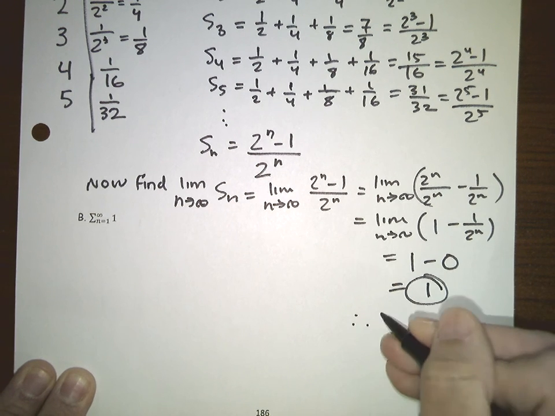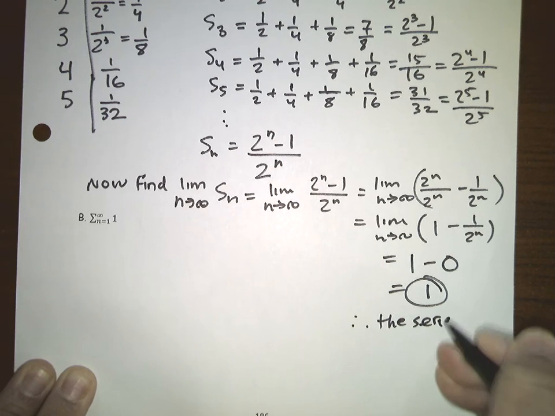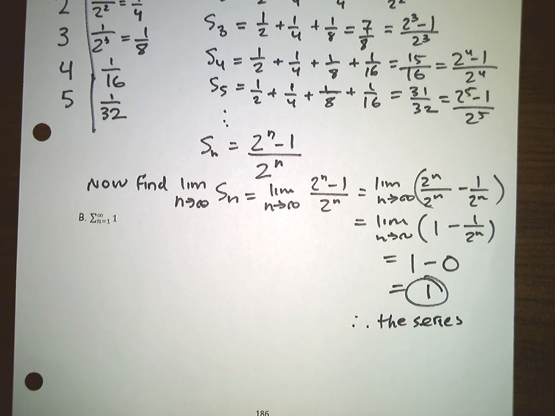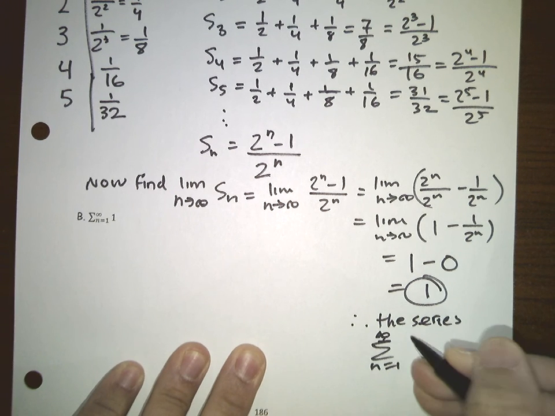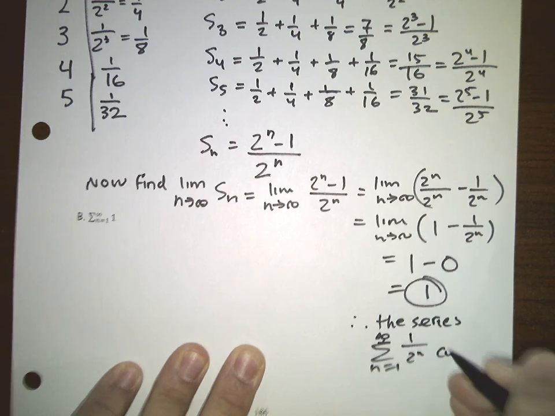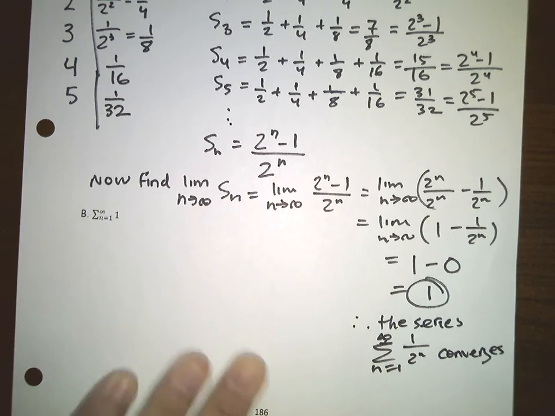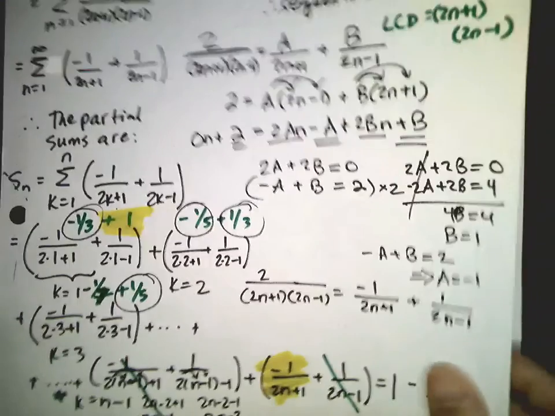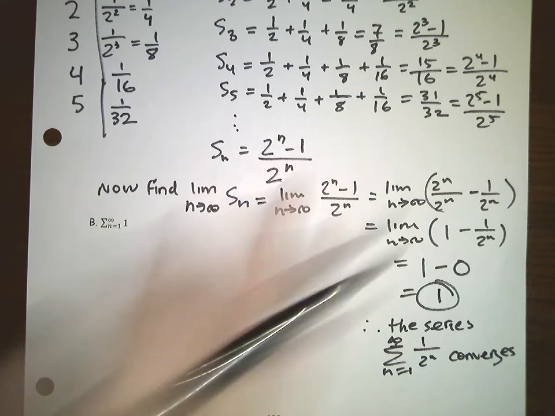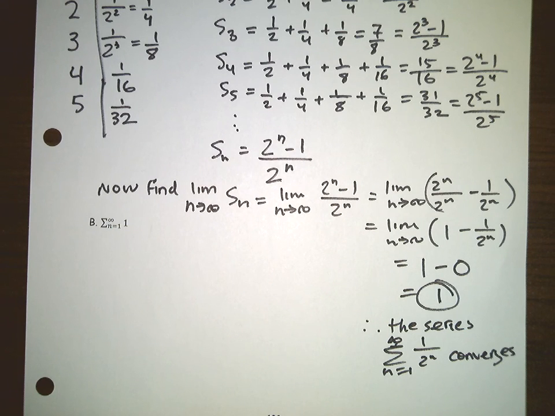So therefore, the series converges. So the original series also converges. So in both of these, I actually wrote out the terms to find the formula for Sn. Like in the last example and in this example, I wrote out the terms to find Sn. But this example was a little bit different because none of the terms sort of telescoped out.